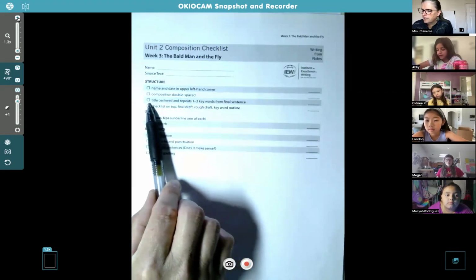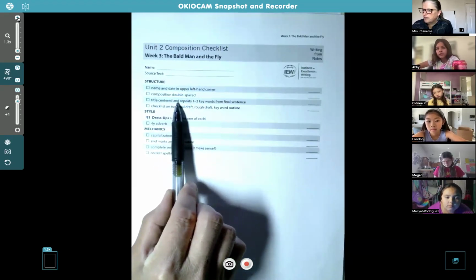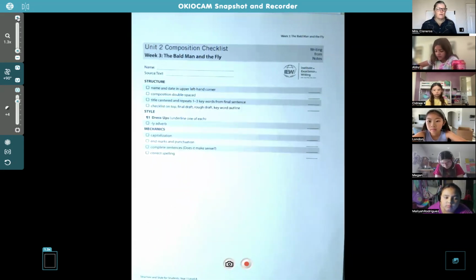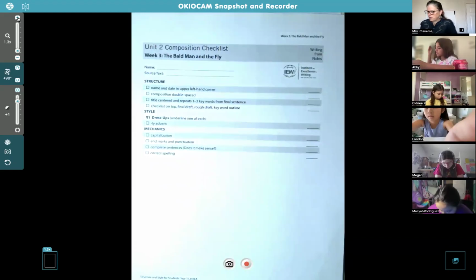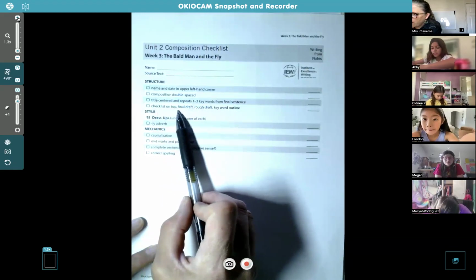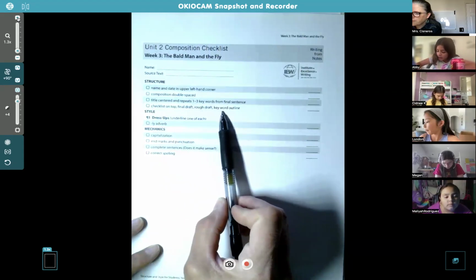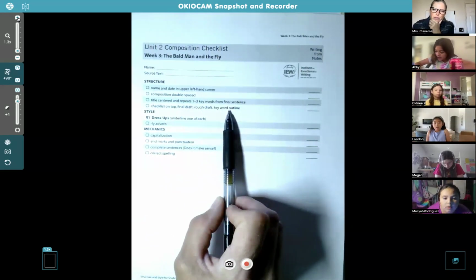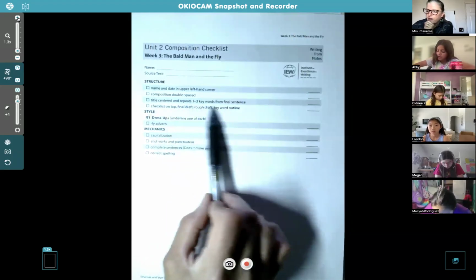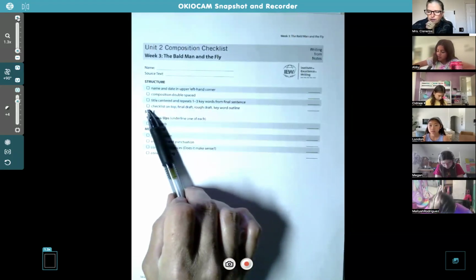And then the next one says title centered and repeats 1 to 3 key words from final sentence. We're going to talk about that one next week because I'm going to show you how to pick a title for your story. And then it says checklist on top, final draft, rough draft, keyword outline. You can actually ignore that one. That's only when you're doing a class in person. You guys are all doing it online, so you don't have to worry about that fourth box there. You can ignore that one.